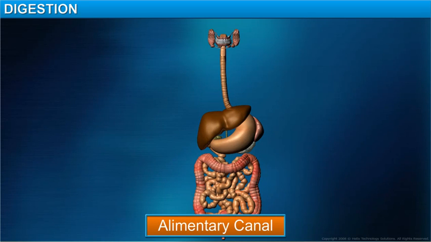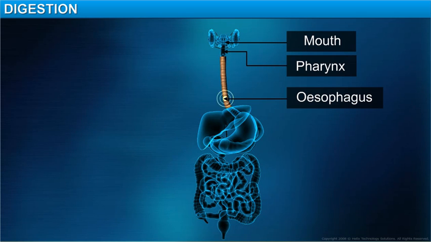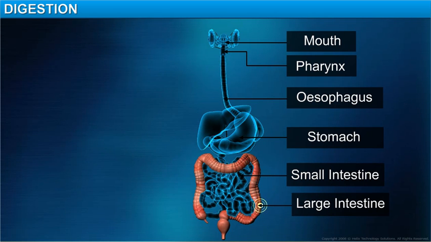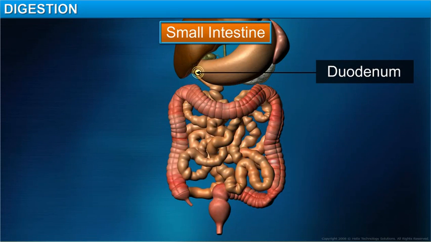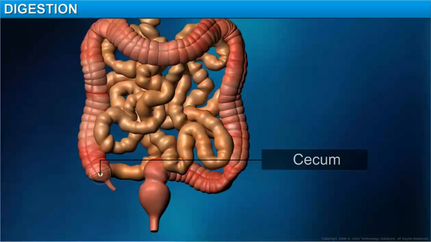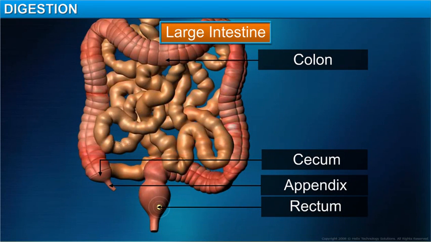The alimentary canal consists of the mouth, pharynx, esophagus, stomach, and small and large intestines. The duodenum, jejunum, and ileum make up the small intestine. The cecum, appendix, colon, and rectum make up the large intestine and anus.